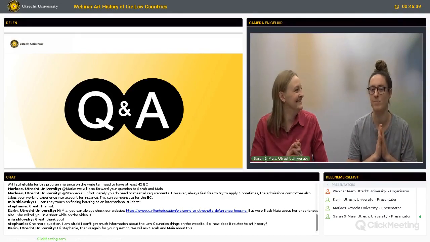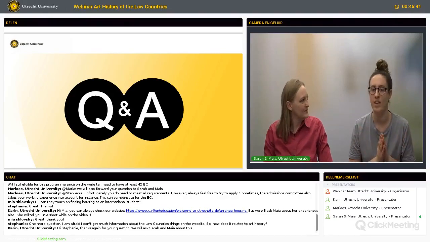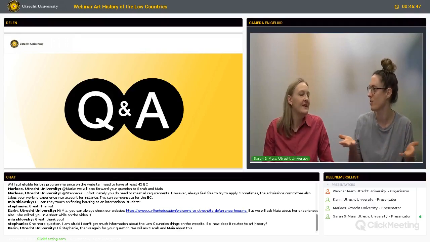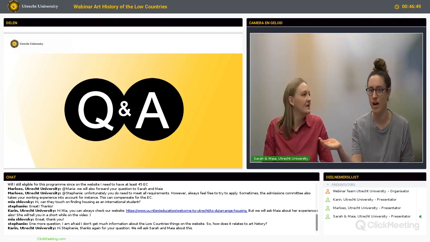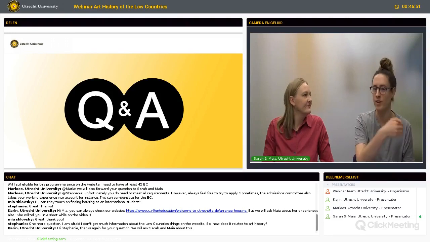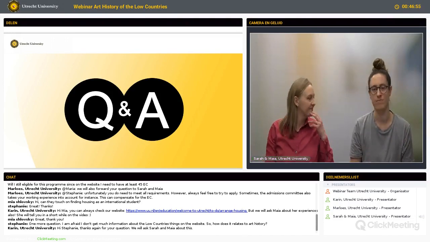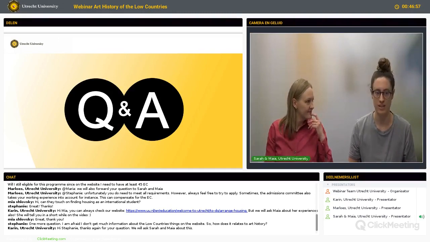So most basically it's art produced here, but it could also be commerce, connections between art produced in China that's then brought over here in the trade routes of the East India Company. Really, it's whatever you're interested in.